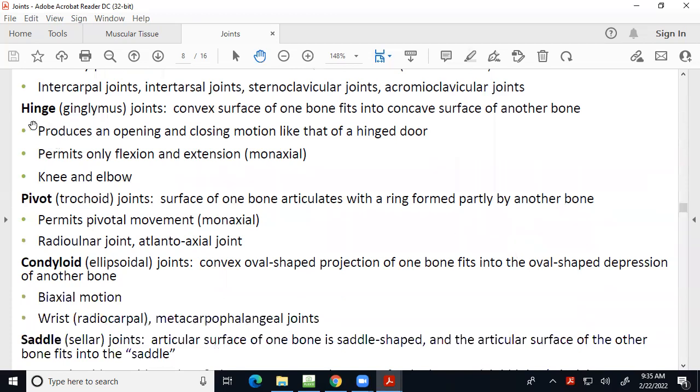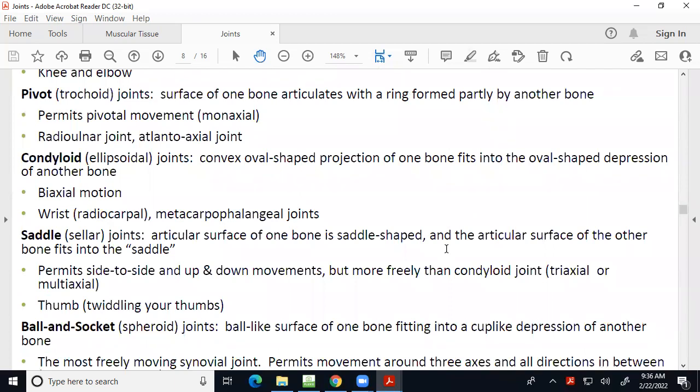Okay. Hinge, also known as ginglymus joints, are where you have the convex surface of one bone fitting into the concave surface of another, which produces an opening and closing motion like that of a hinge door, hence the name hinge. Like any door that opens and then closes, that's the only type of motion it permits. Hinge joints permit only flexion and extension, which would be monaxial. Mono means one, so one axis.